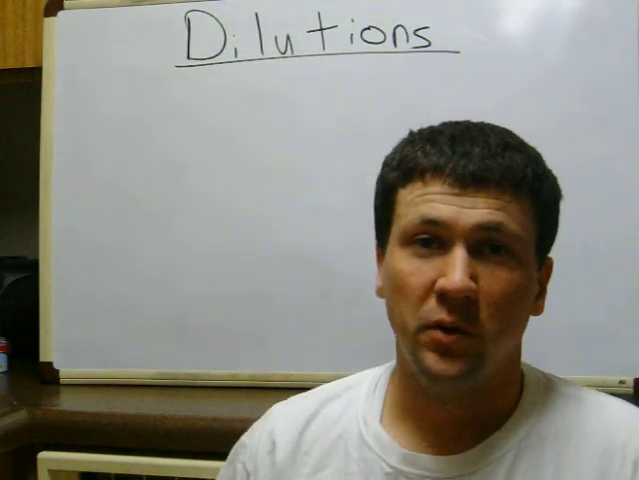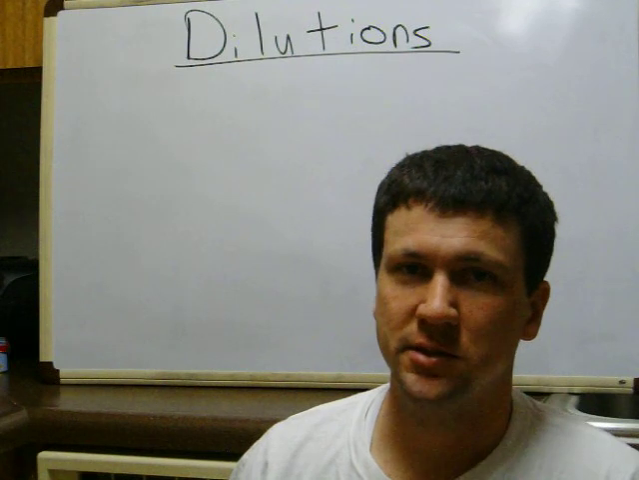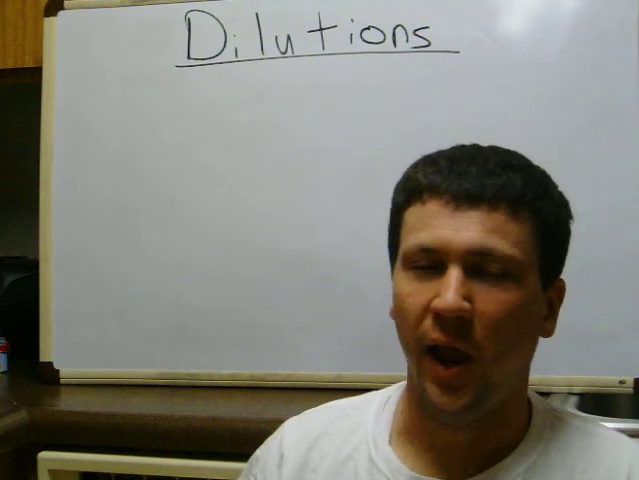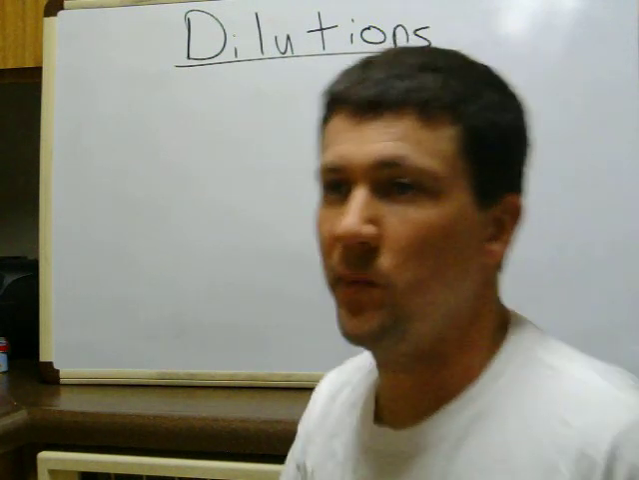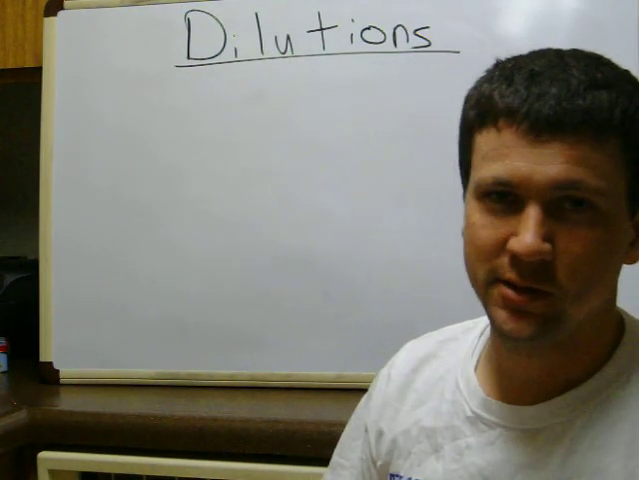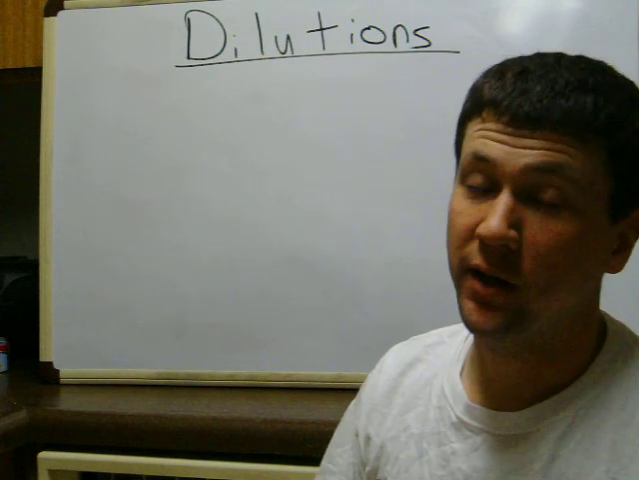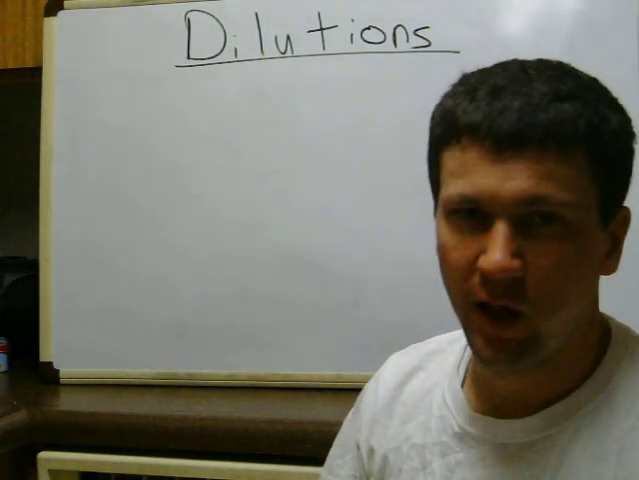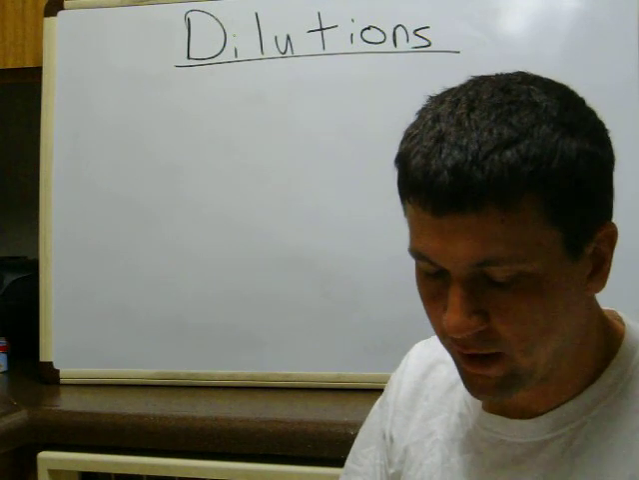Alright, dilutions are when you take something that's concentrated and you add some sort of liquid and you make it less concentrated. So you might add water to something and you get something that's not quite so concentrated, it's more dilute. And so we'll learn how to figure out how to do all of that.